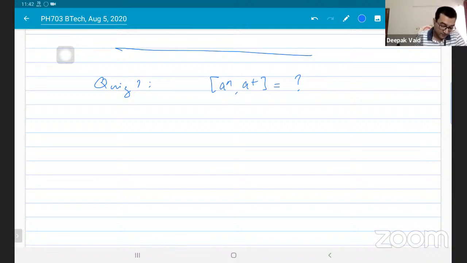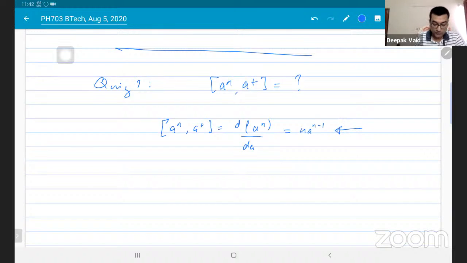Okay, so let's see. For this, how do you prove this? Many people said, oh, we have some identity, that if you do this, this is equal to d of an by dA, or something like this, is equal to n a^(n-1). But the question is, can you prove this identity?